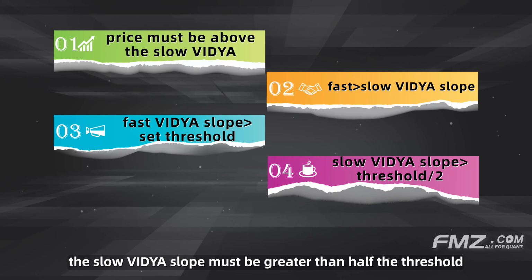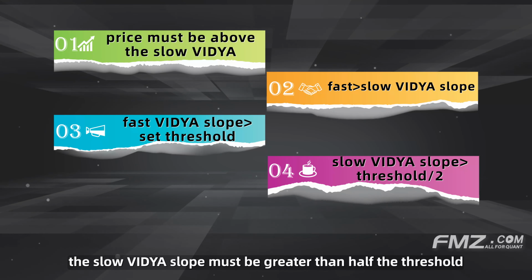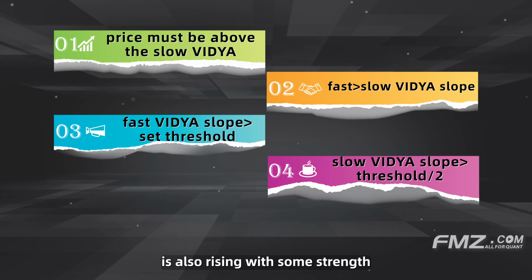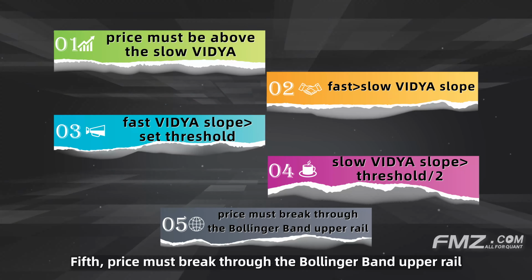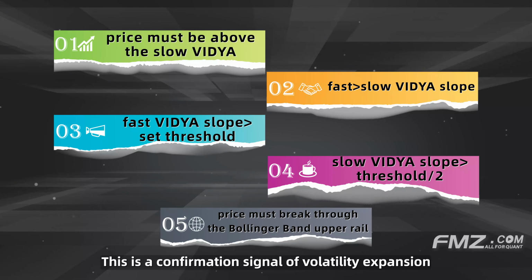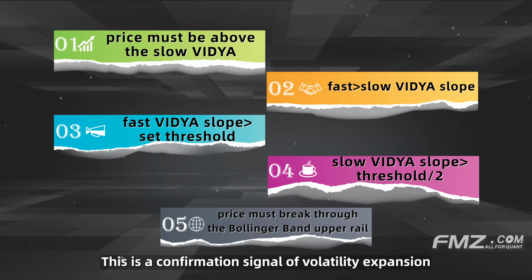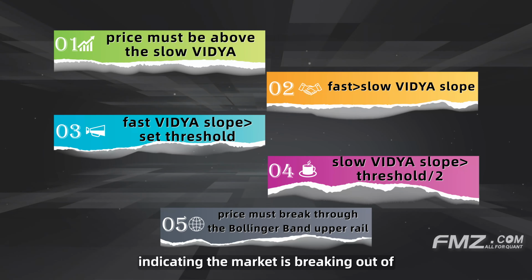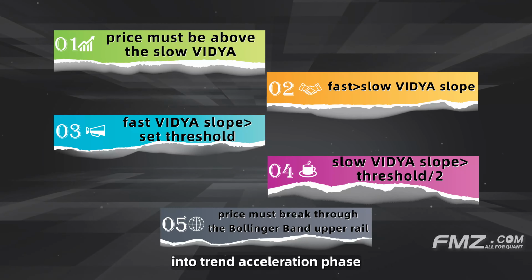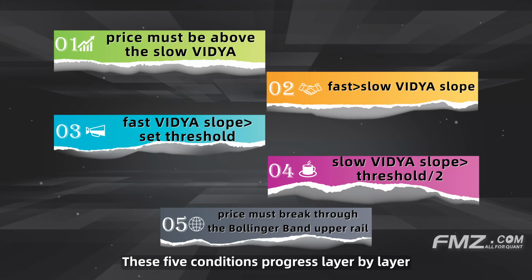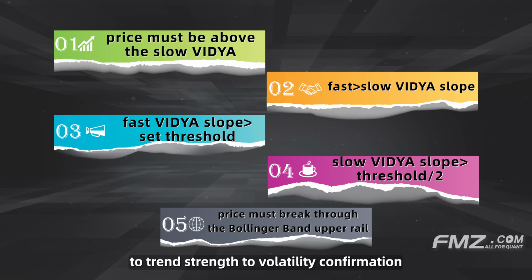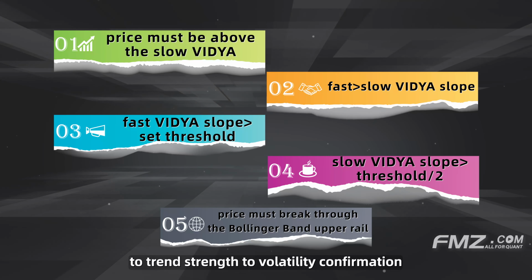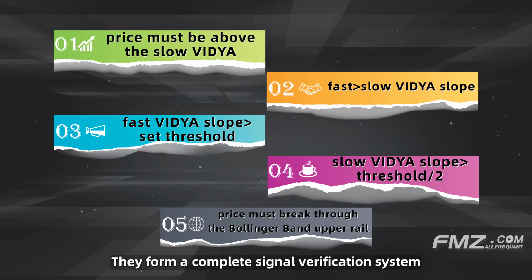Fourth, the slow VIDYA slope must be greater than half the threshold, ensuring the long-term trend is also rising with some strength. Fifth, price must break through the Bollinger Band upper rail. This is a confirmation signal of volatility expansion, indicating the market is breaking out of normal volatility range into trend acceleration phase. These 5 conditions progress layer by layer from trend direction to trend strength to volatility confirmation. They form a complete signal verification system.